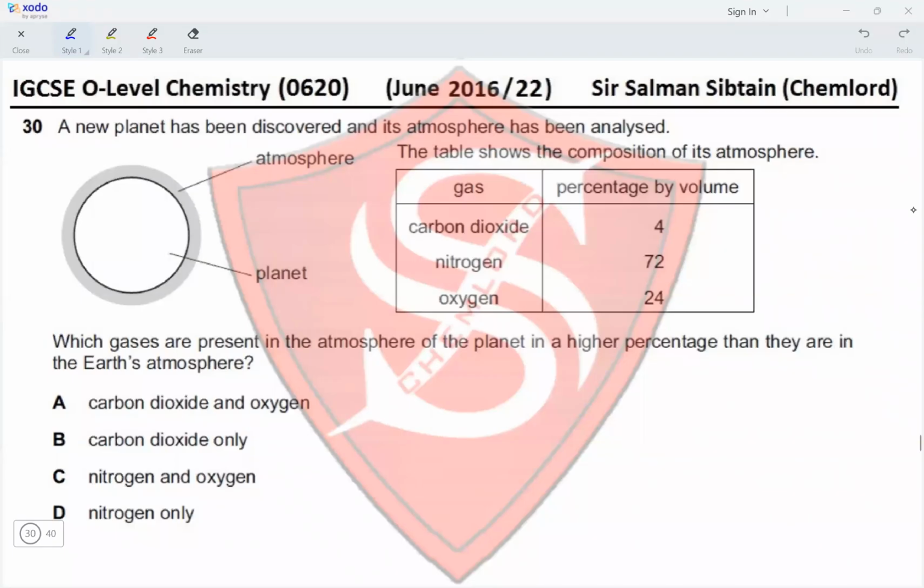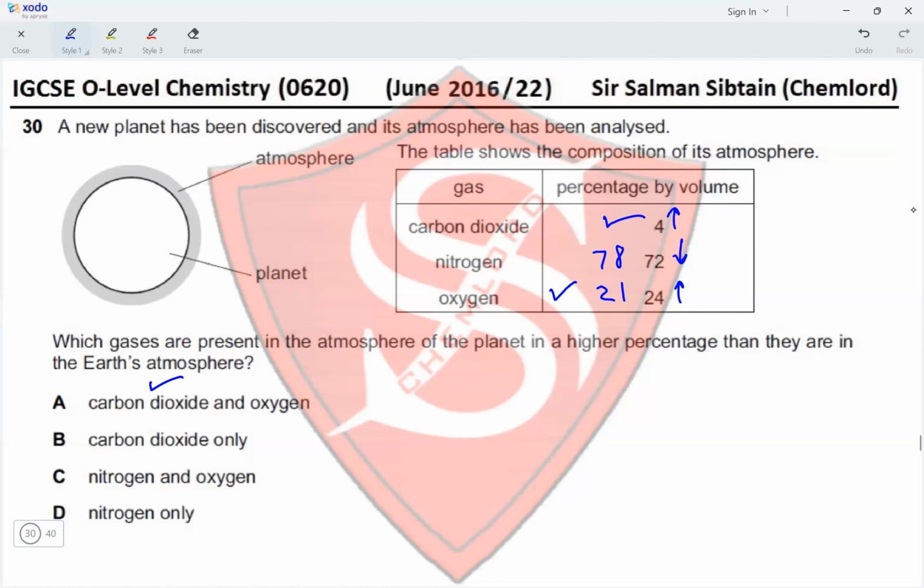Question 30. A new planet has been discovered and its atmosphere has been analyzed. The table shows the gas composition of its atmosphere. The percentage by volume of carbon dioxide is 4, nitrogen is 72, oxygen is 24. Which gases are present in the atmosphere of the planet in a higher percentage than they are in the Earth's atmosphere? Earth's atmosphere contains less than 1% of carbon dioxide. So carbon dioxide is present in a higher percent. For Earth, nitrogen is present in a percentage by volume of 78%. So this is lower. And for oxygen on Earth, it is 21% and this is 24%. So this is higher.